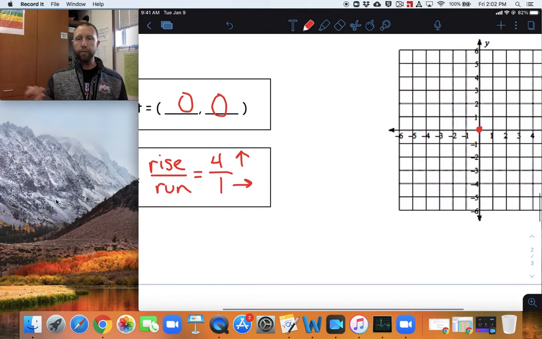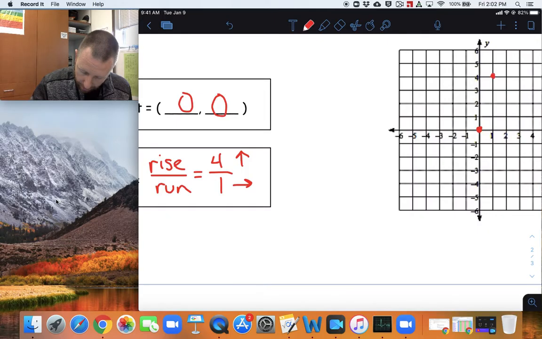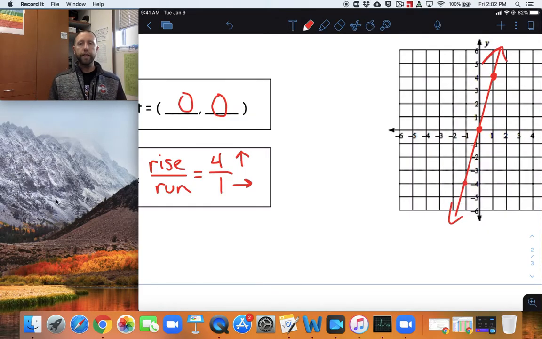From that beginning point, which just happens to be at the origin this time. Up 4 to the right 1 is right here. And I can't go up anymore. There's only 2 spots left to go up, and I need to go up 4. So I go back to my beginning point and do the reverse, do the opposite. Instead of going up 4, go down 4. Instead of going to the right 1, go to the left 1. And then once I have those 3 points, I'm ready to draw my line. Make sure you include your arrows on the end, and that's all there is to it.